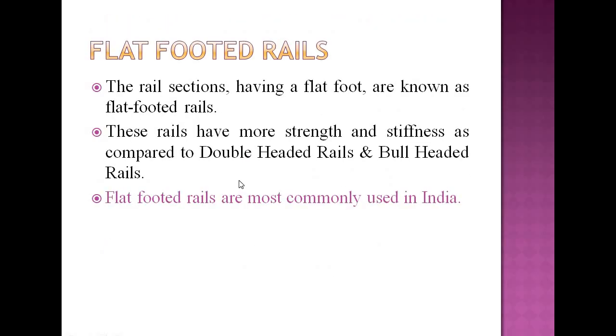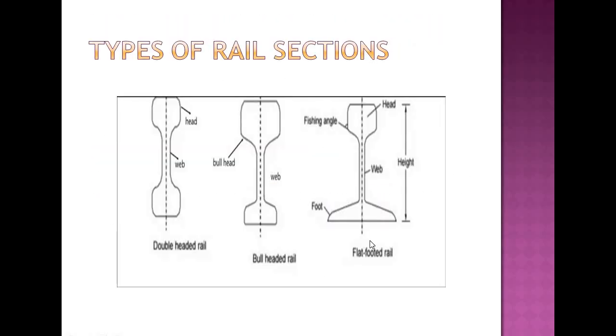And the third type is flat-footed rails. This is commonly used in India. In these rail sections, the bottom portion is a flat foot. These rails have more strength and stiffness as compared to double-headed rails and bull-headed rails. This is flat-footed, that is, the width of the foot is more than the dimension of the head.